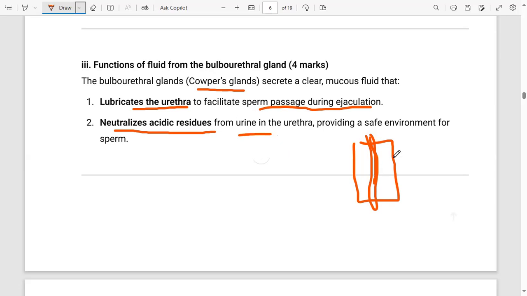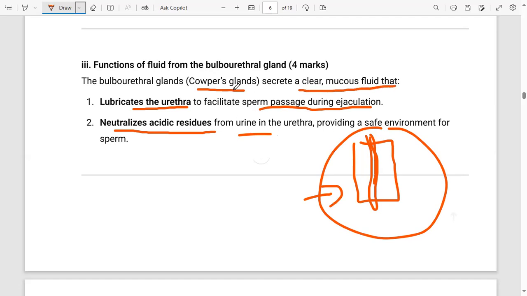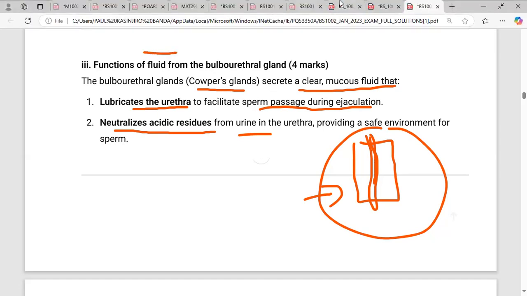Because at some point this man or boy went to urinate, and when he goes to urinate, some of those acidic residues of the urine remain in the urethra. So in order for those to be neutralized, they are neutralized by this clear fluid that is produced by the bulbourethral glands. So those are the two functions of the fluid from the Cowper's gland.